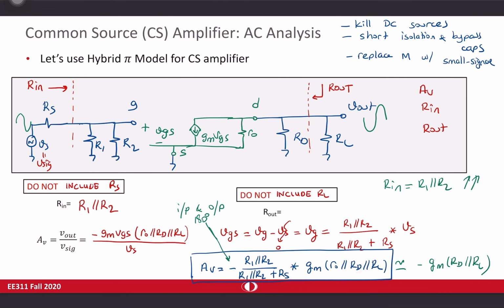So let's stop in here, and in the next lecture, let's discuss more on this thing, and let's find the output resistance of this common source amplifier.